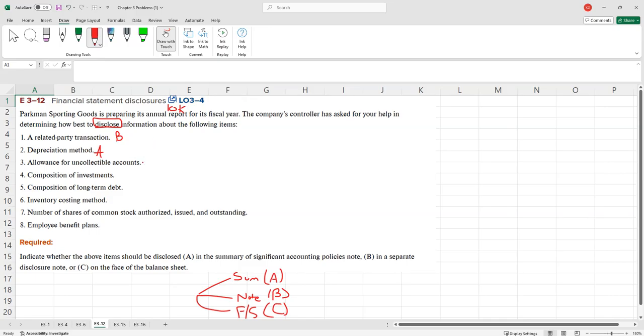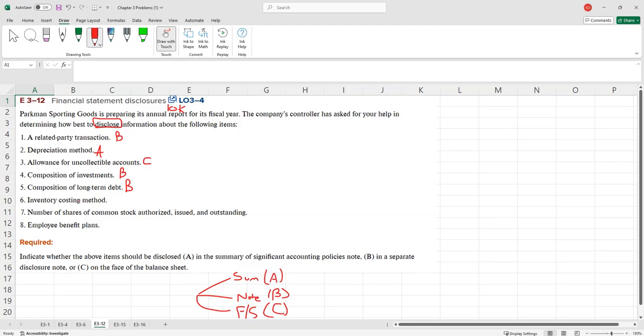How about the allowance for uncollectible accounts? That's going to be C, on the actual financial statements themselves. You'd see it net of, or shown with, accounts receivable. It tells us how much we don't think we'll collect on those. Composition of investments, number 4, is going to be B, its own freestanding note. How about 5, composition of long-term debt? Similarly, its own freestanding note.